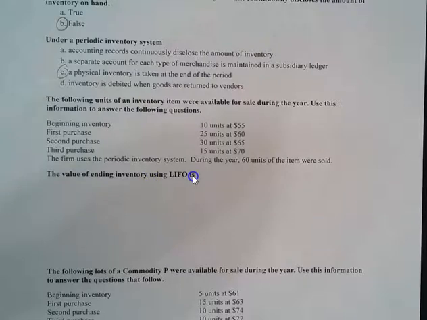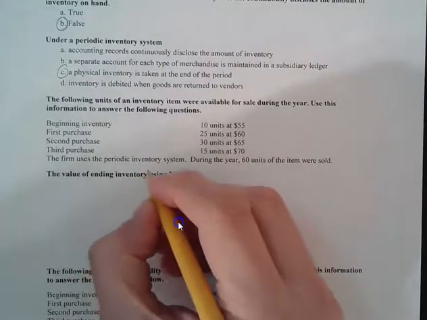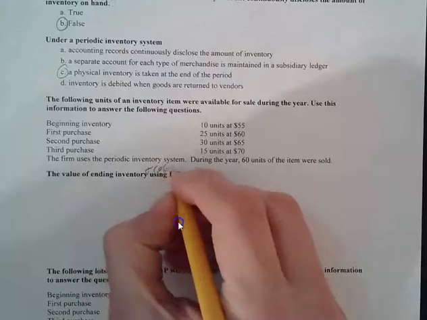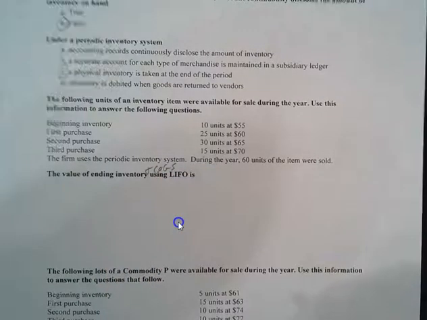Okay. Well, you know what? There really should be at least two questions here, because in order for us to determine the ending inventory value using LIFO, we're also going to have to determine cost of goods sold. We can't get to ending inventory without getting cost of goods sold in the process. So let's just go ahead and add cost of goods sold here, because we're going to have to figure out both of these.